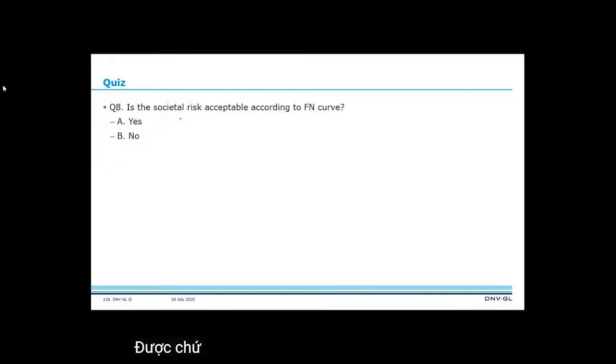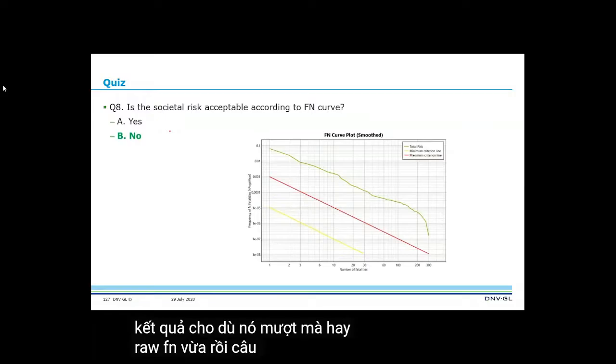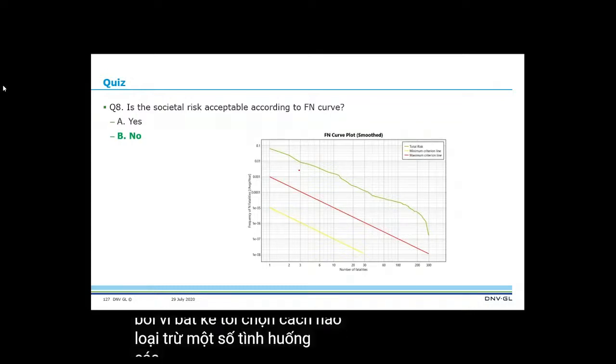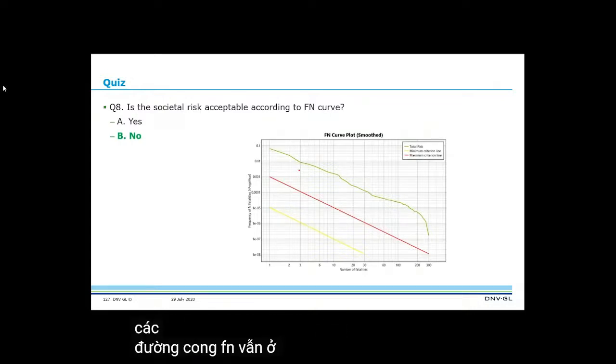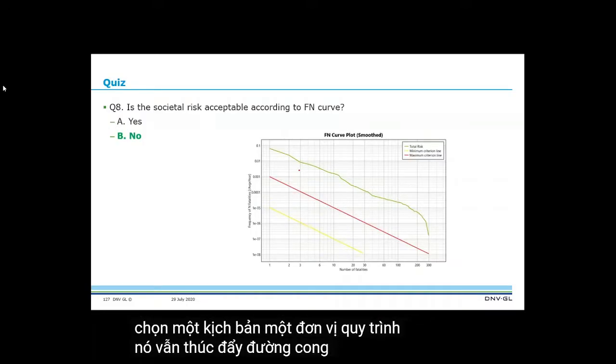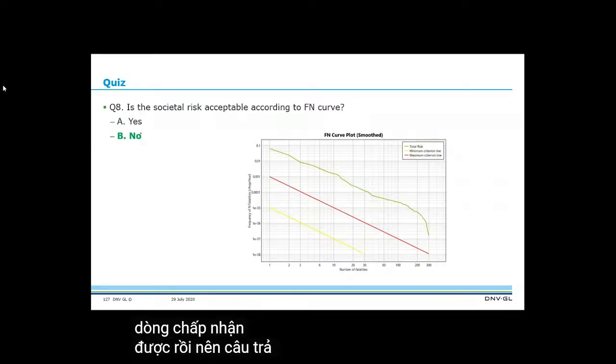Okay, so it's very clear from the results, whether it's smooth FN or raw FN just now, that the answer is no, because no matter how I choose to exclude some of the scenarios, the FN curve is still above there. Even if I choose one scenario, one process unit, it still drives the FN curve to be above the acceptance line. Okay, so the answer is no.